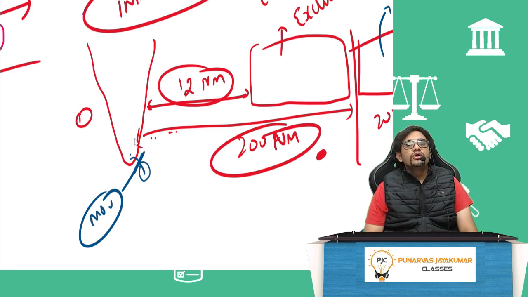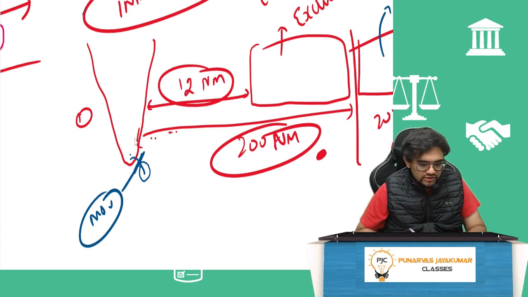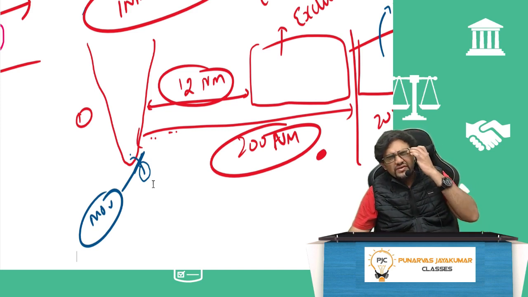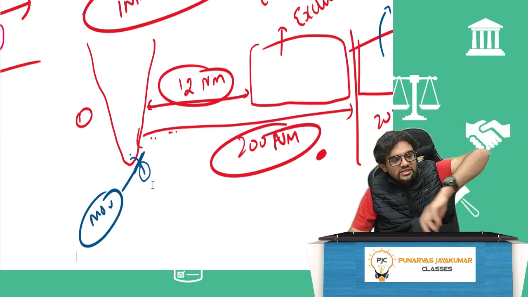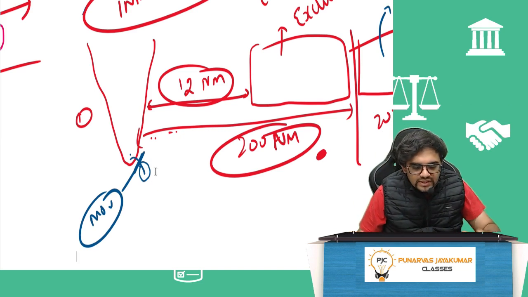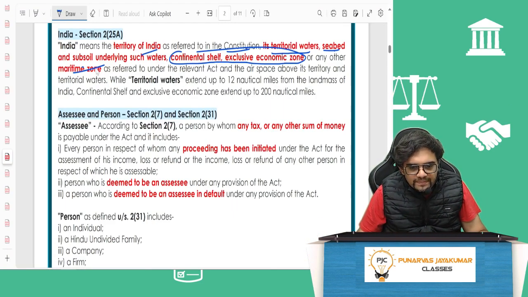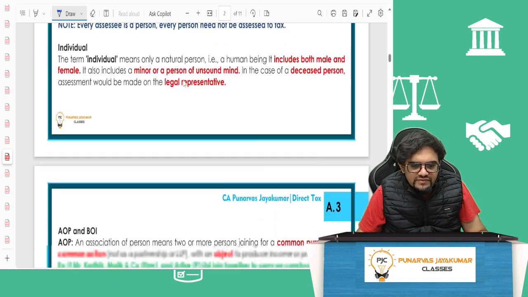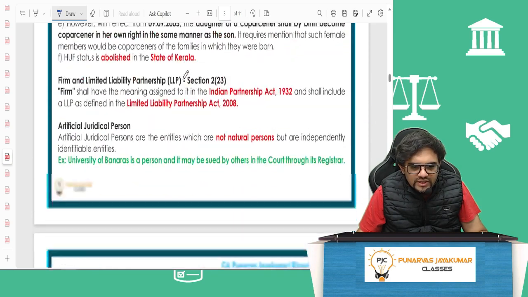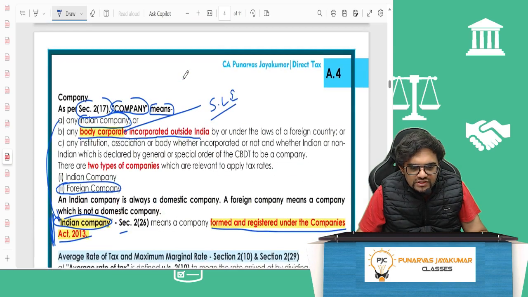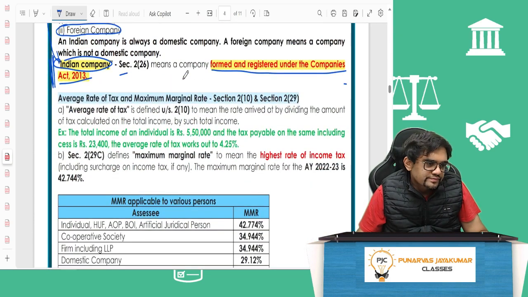Okay. MOU, Memorandum of Understanding, will be there. So this is about India, guys. So basically, whenever I'm talking about tax, it will be charged where? In India. And these are all the various provisions that we'll have to keep in mind. Got it? So if you see, India means territory of India, all this you can see. Person, everything we have seen. Individual, HUF, AOP, BOI, artificial juridical person, everything done.